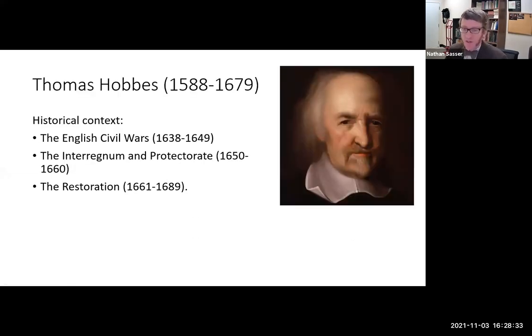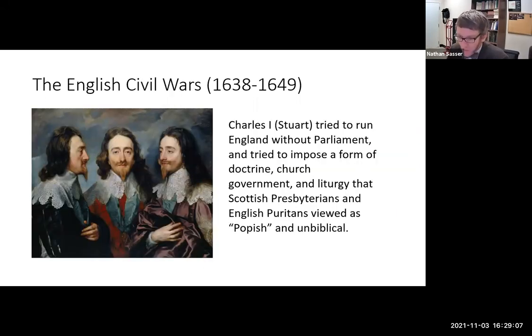In simplistic terms, the English Civil Wars began because Charles I, Charles Stuart, tried to run England without the involvement of Parliament. And Parliament is roughly the equivalent of America's Congress. We got the idea of Congress from Parliament. Charles also tried to impose a form of doctrine and church government and liturgy that Scottish Presbyterians and English Puritans viewed as popish and unbiblical. This eventually led to civil war between two sides led by Charles I on the one side and Parliament on the other. It would be like if the president and Congress each had armies that were fighting each other.